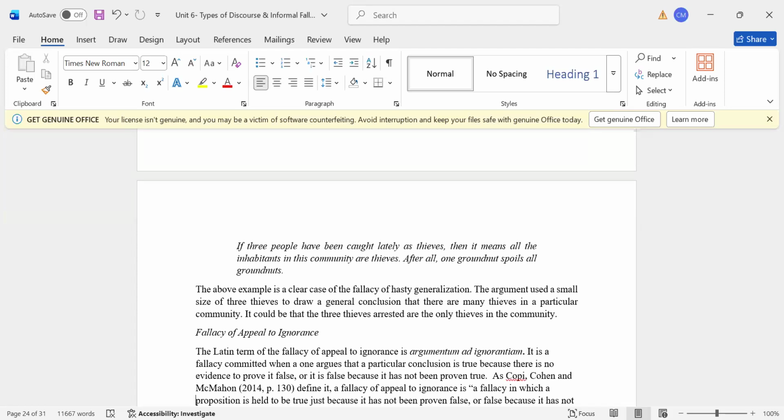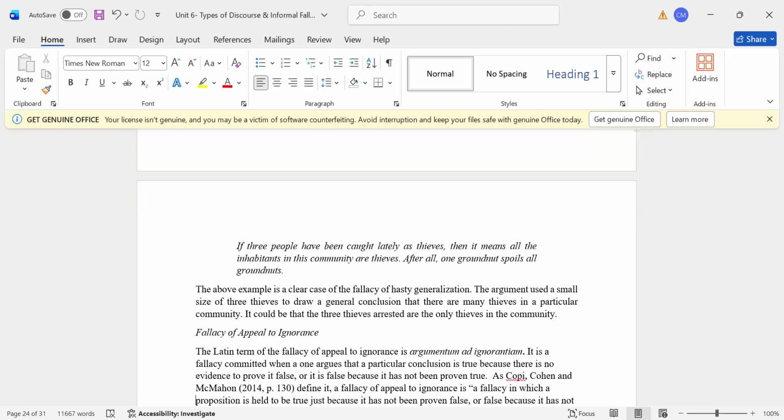You have been accused of stealing. Now, if you can't provide evidence to prove that you are not guilty, then it is presumed you are guilty. The conclusion is that you are guilty. The fact that I cannot provide evidence to prove that I am not guilty does not necessarily mean that I am guilty.